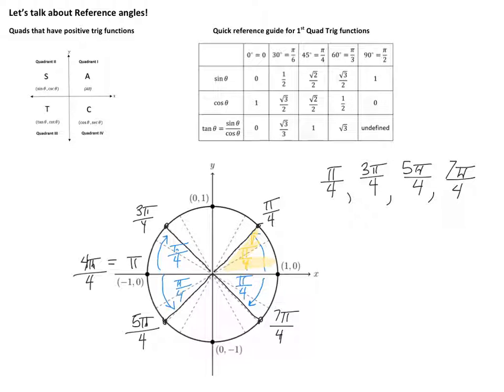Let's see, pi over 4, pi over 4. You can kind of see they reflect, but they all have something in common, 4 new angles. And if you see them listed, all of them have the common denominator of 4, so the reference angle is pi over 4.